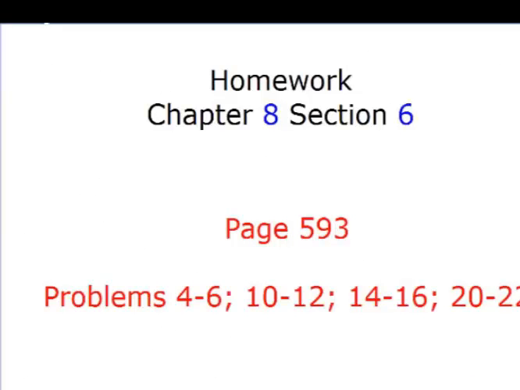So here you go. So 4 through 6 and 10 through 12 are just the solve section. Those are considered the more basic problems. 14 through 16 and 20 through 22 are the ones where it's like a split fraction on one side equals, okay? You should be able to do one step and then cross multiply and go from there. These will be a little bit more involved.